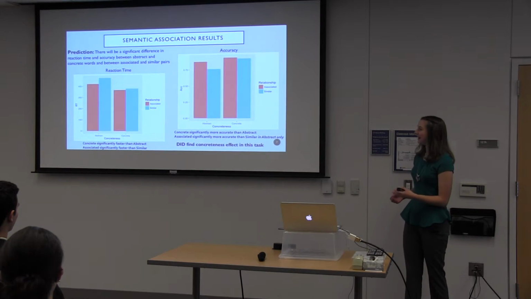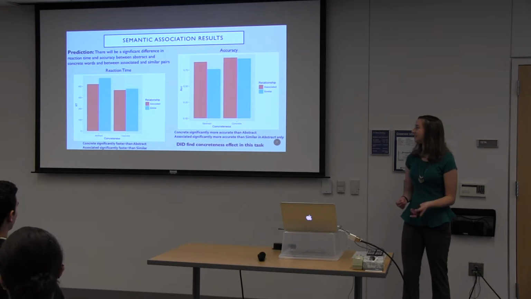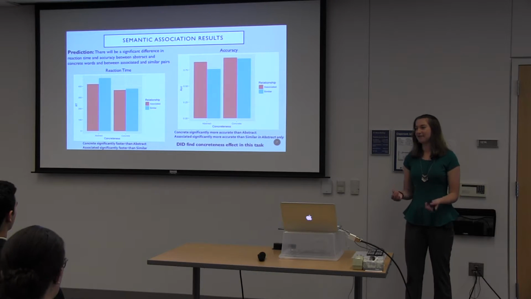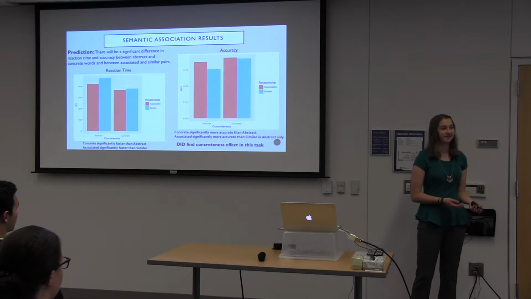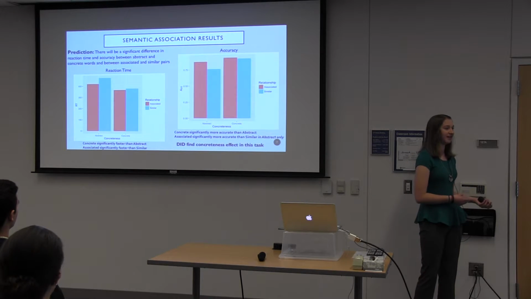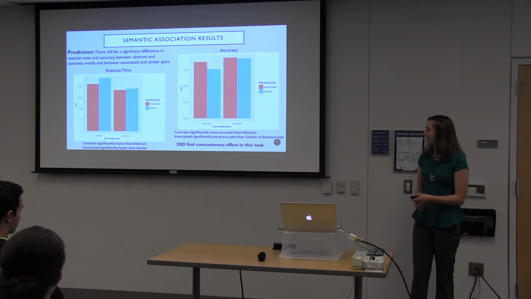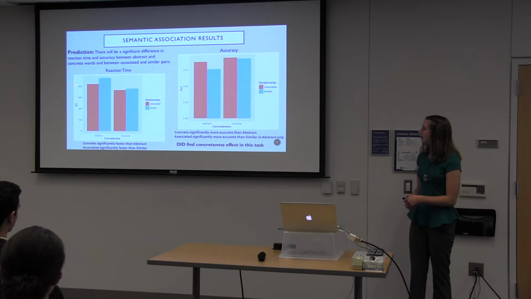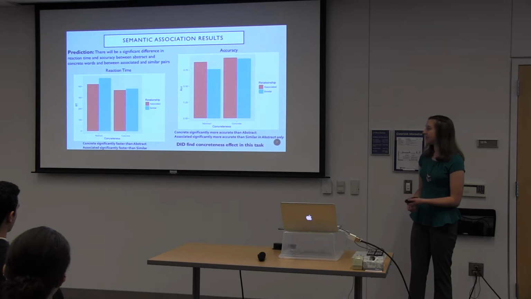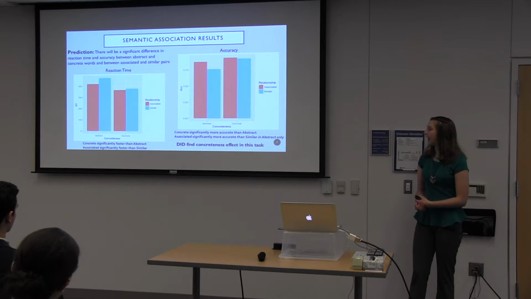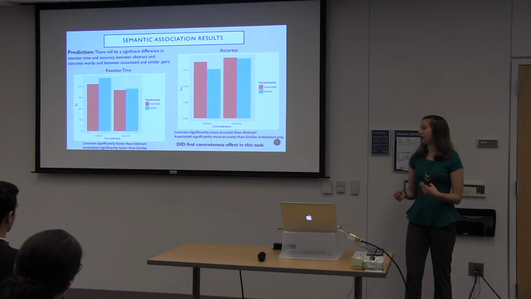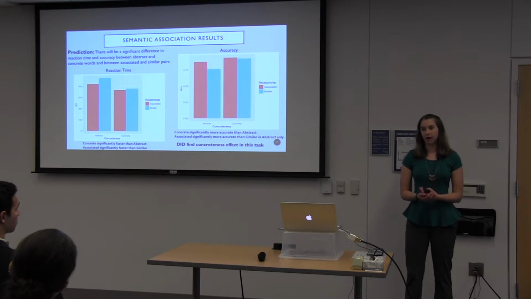Luckily though, I did find some actual concreteness effects in the semantic association task. And remember, I said before, I predicted that the concreteness effect would be stronger in semantic association than in lexical decision, and that did play out. So over in the reaction time data, you can see that the concrete words overall are faster than the abstract words are. In addition, the associated words, which are in red, are faster than the similar words in blue. And in reaction time, there was no interaction between the relationship and the concreteness.